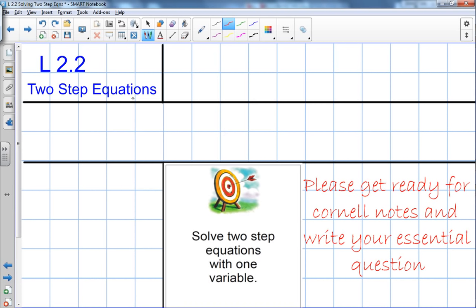Notice I have the lesson and the title of the lesson. Today's learning target is solve two-step equations with one variable. So once your Cornell note paper is set up, take the time to write an essential question based on the learning target. And what you can do is hit the pause button, and then as soon as your notes are set up, you can hit resume or play and continue on.